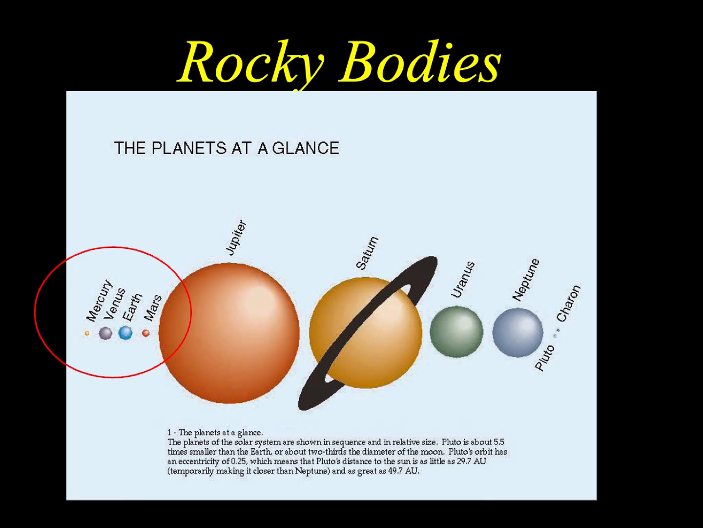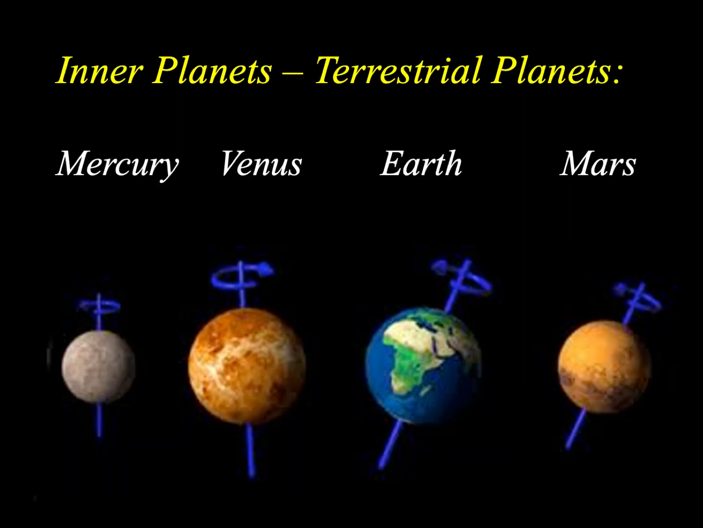In the next two lectures, we're going to take a closer look at each of the planets and several moons individually. In this image, you can see a size scale model of the planets, and notice just how small those inner planets are compared to the outer ones.